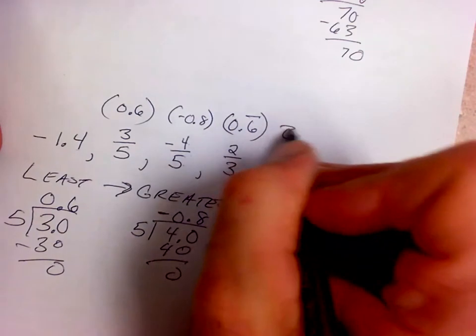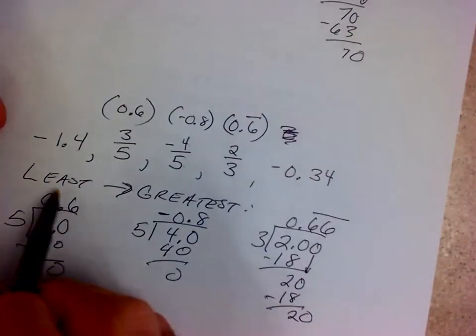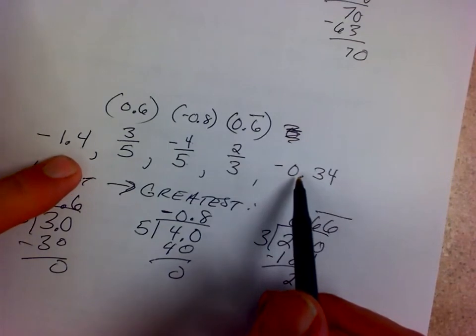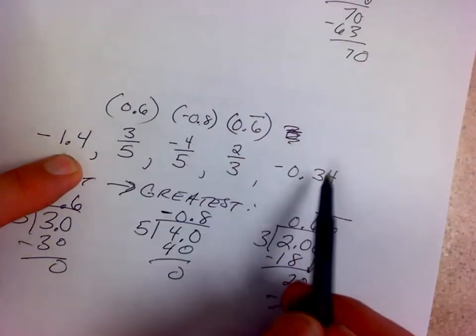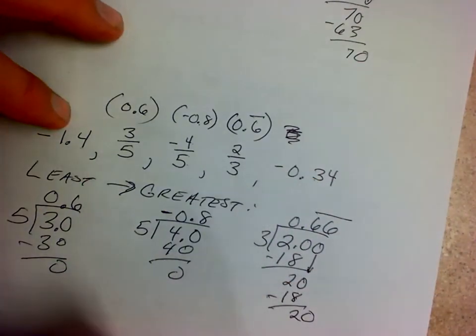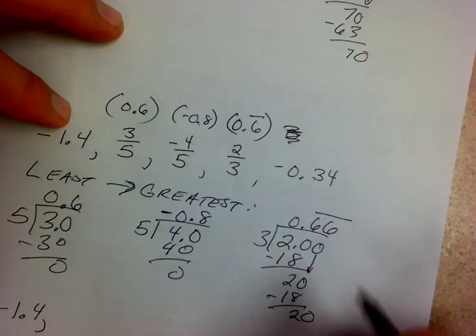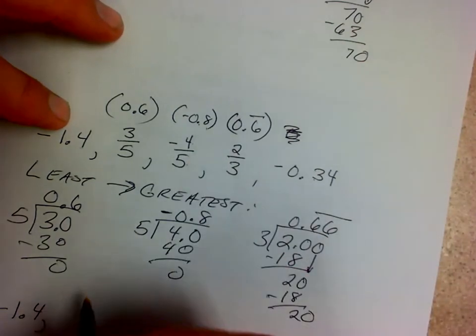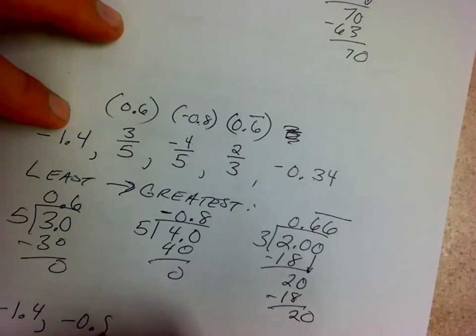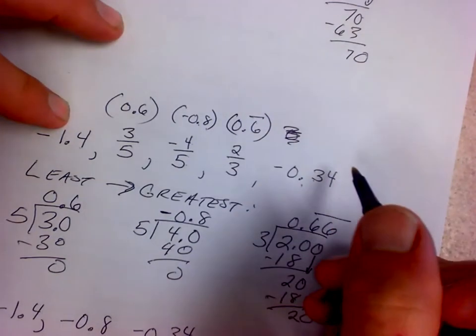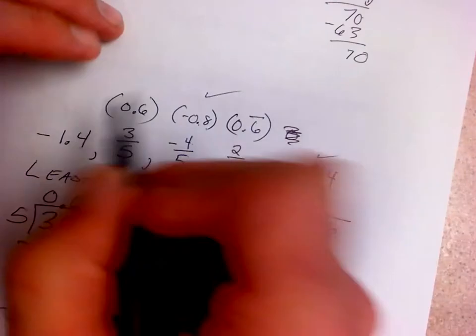All right, so we want to go from least to greatest. So we look at our negatives here, negative 1.4, negative 0.8, negative 0.34. The smallest of these, negative 1.4. Next in line, negative 0.8 is smaller than our negative 0.34. Okay, so this one's accounted for.